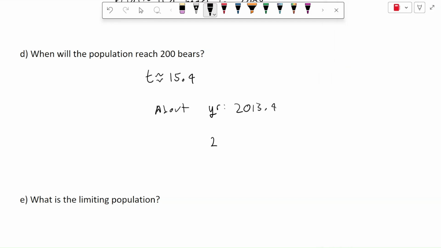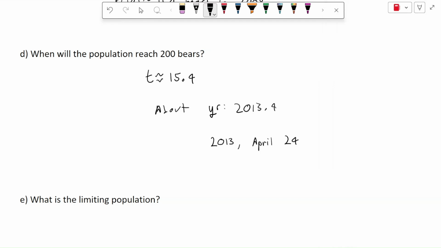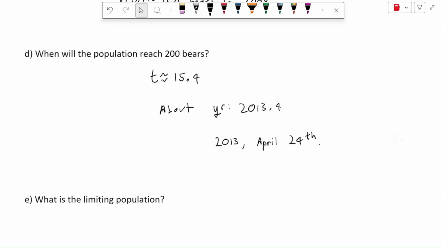So this is 2013. The fourth month is March, April. And the 0.8, I always get this wrong. I think there's 30 days in April. So 24, if you want to be really fancy about the exact time.